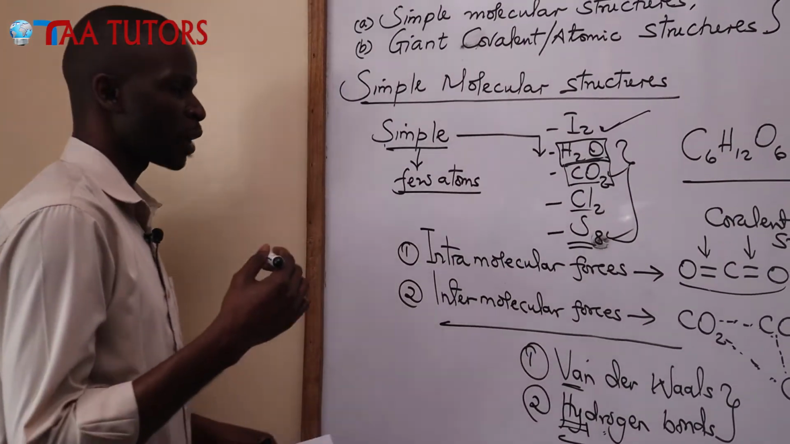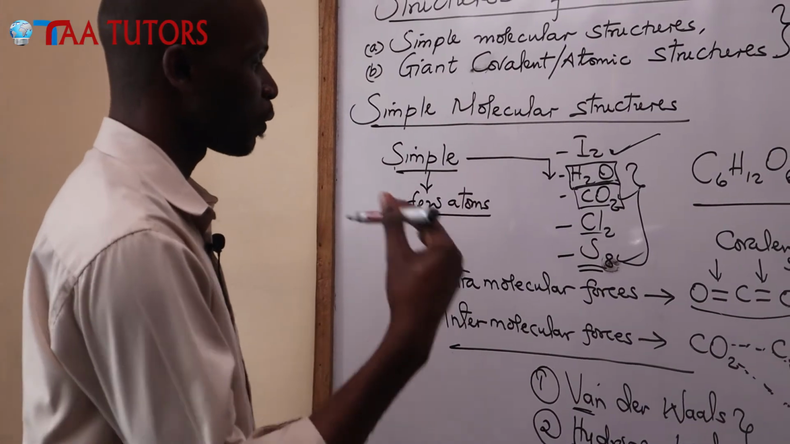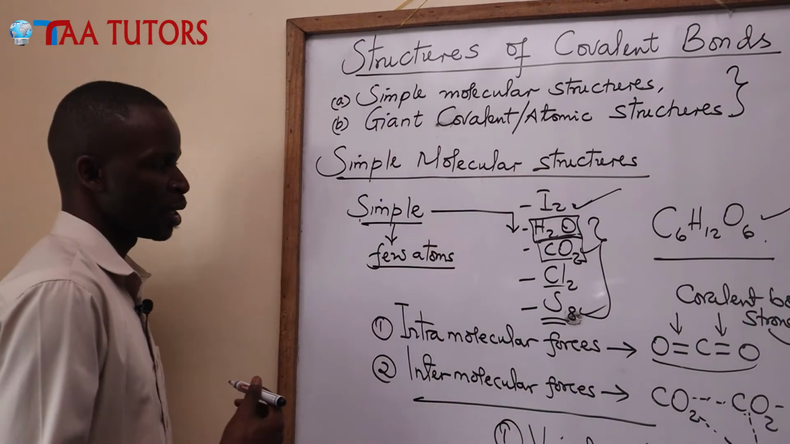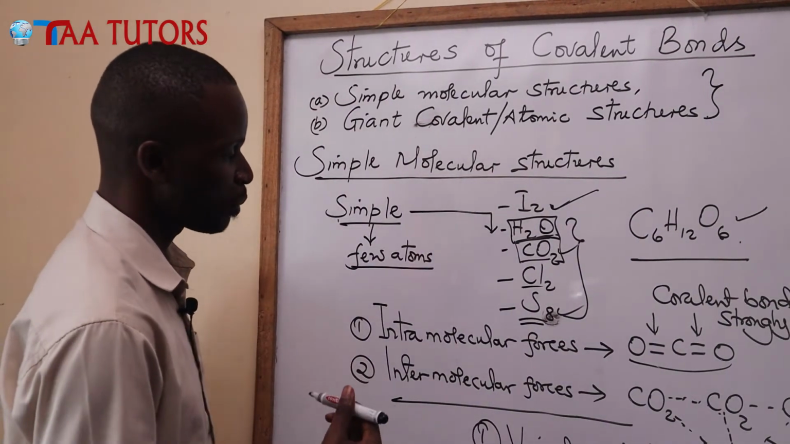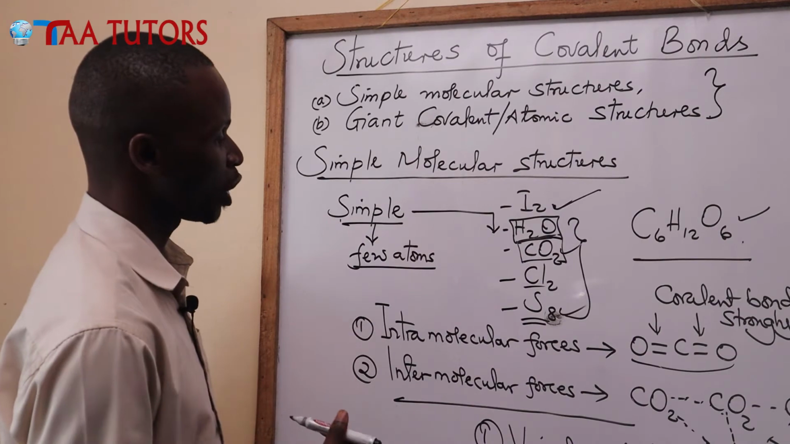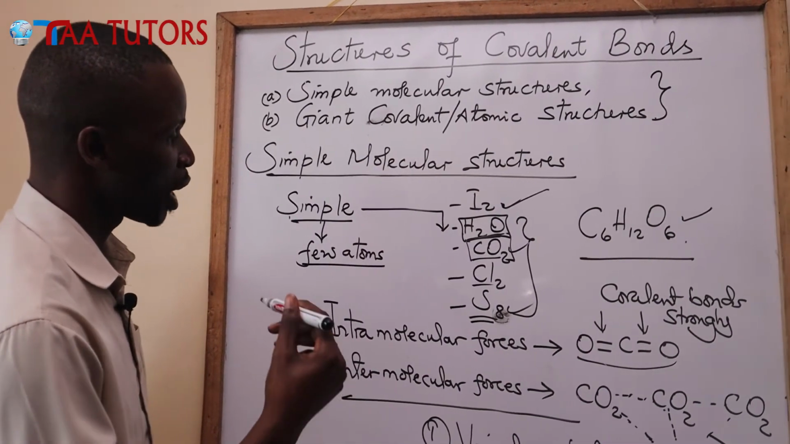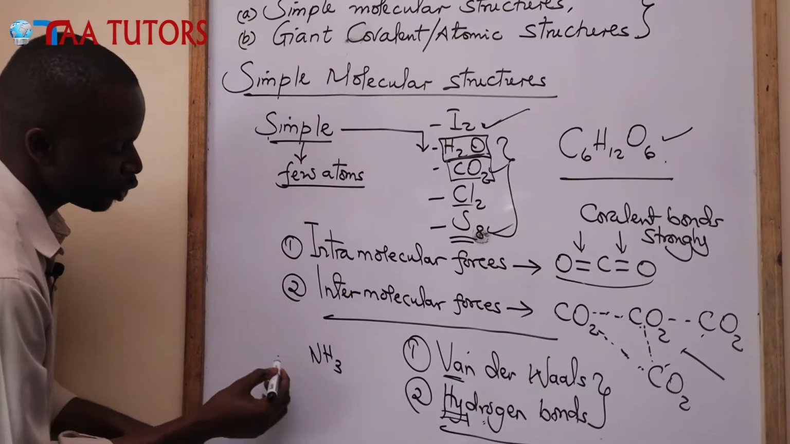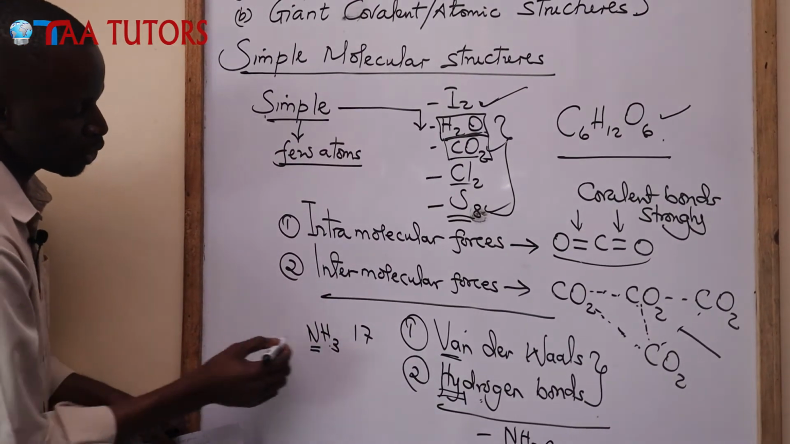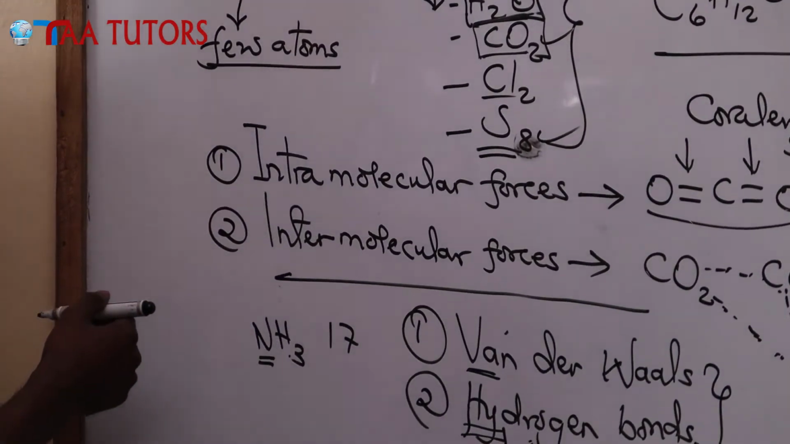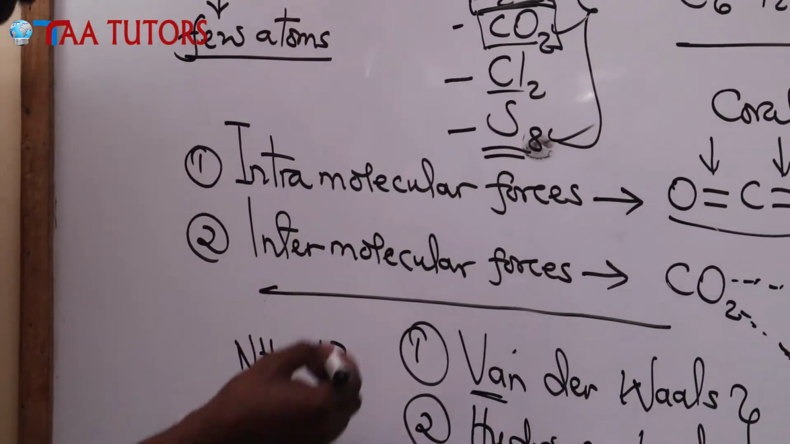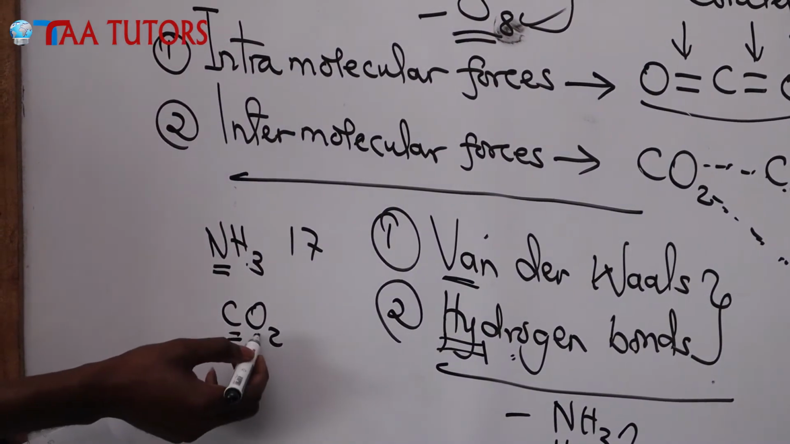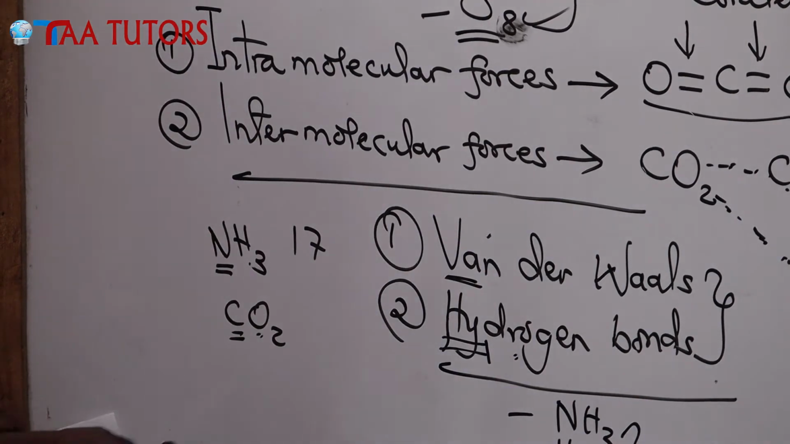But another factor that affects the force of attraction holding these molecules together is the molecular mass. The relative molecular mass of these substances will also cause a change. For example, small molecules have very weak forces. If I talk about ammonia, the molar mass of ammonia is just 17, that is, nitrogen 14 plus 3. But carbon dioxide, CO2, is 12 plus 16 times 2, that's 32 plus 12, which is 44.